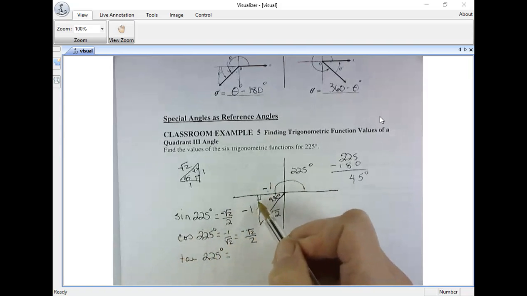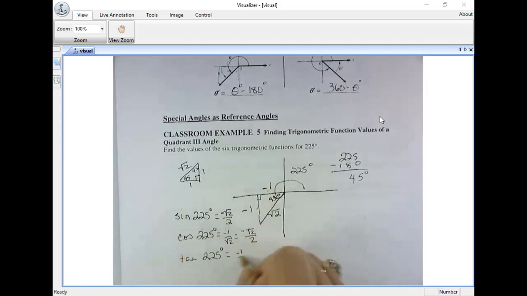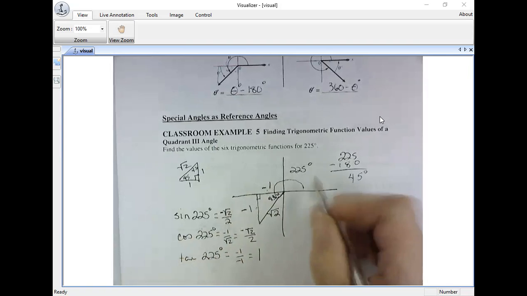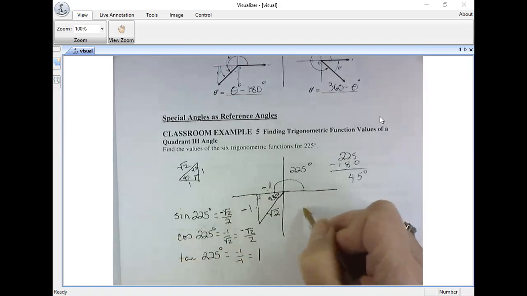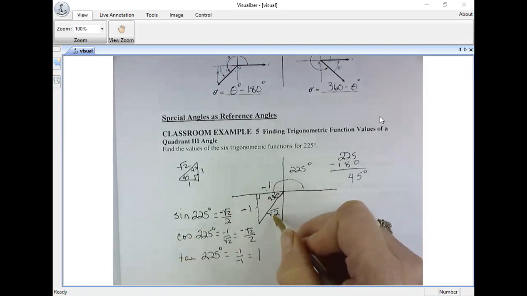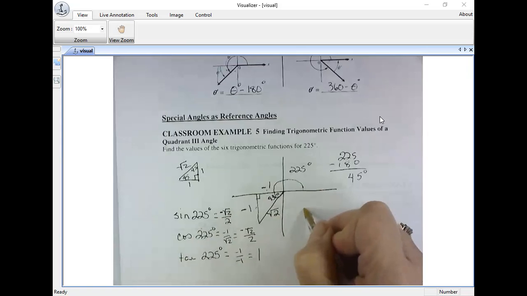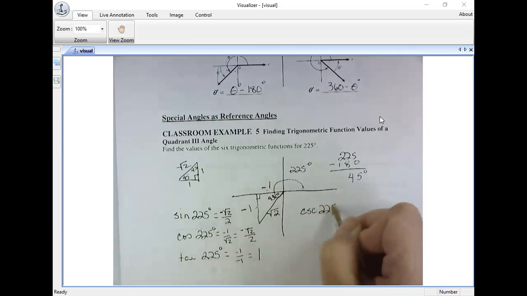It's going to end up being positive, isn't it? Because a -1 over a -1 just turns into +1. All right, we've got 3 of them. Let's get the reciprocal functions. The reciprocal of sine is cosecant. So let's talk about the cosecant of 225.